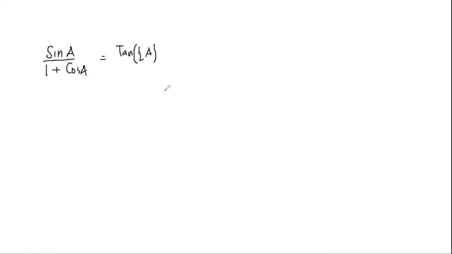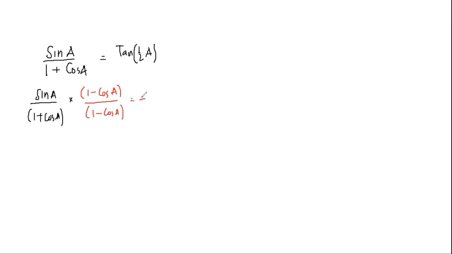This is the question, right? Yes, sir. Sine A over 1 plus cosine A equals tangent a half A, right? Yes, sir. Okay, the first step is sine A over 1 plus cosine A times by 1 minus cosine A over 1 minus cosine A, right?